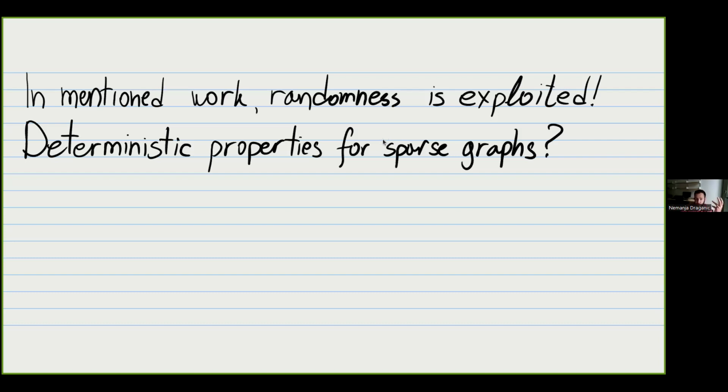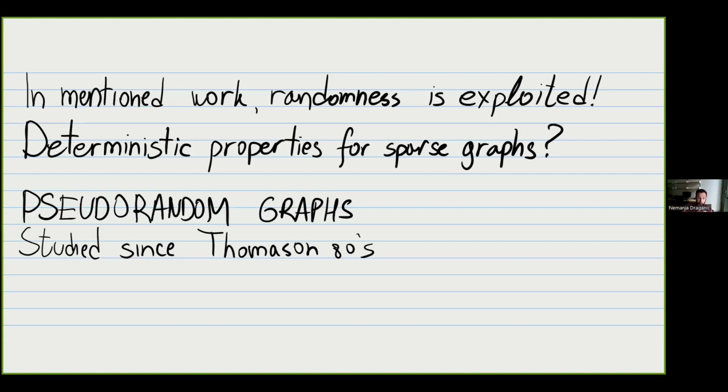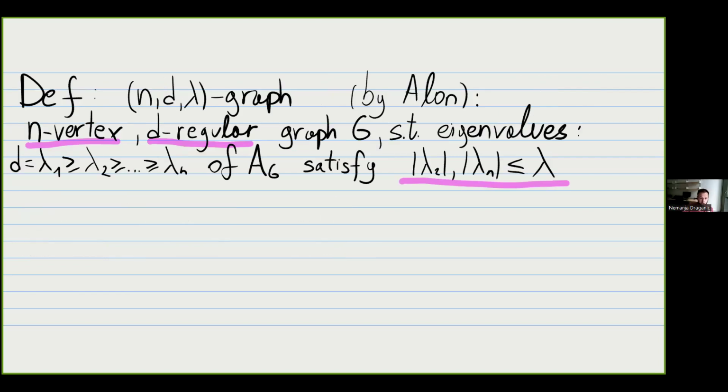And then the natural question is, do we have some nice deterministic properties for sparse graphs which would imply Hamiltonicity? And so a natural direction to study is to look at pseudo-random graphs. So what are pseudo-random graphs? These are deterministic graphs, really. You have some deterministic property, and they kind of resemble random graphs in those properties. They've been studied since the 80s, and there are many different notions which measure how much a graph looks like a random graph. And one of the most popular notions is that of (n, d, lambda) graphs.